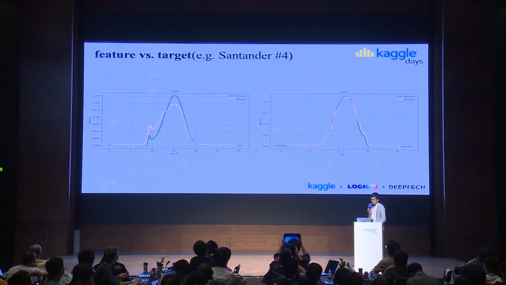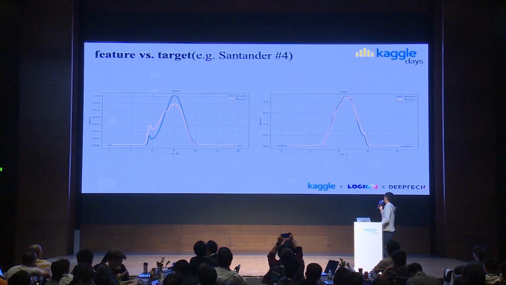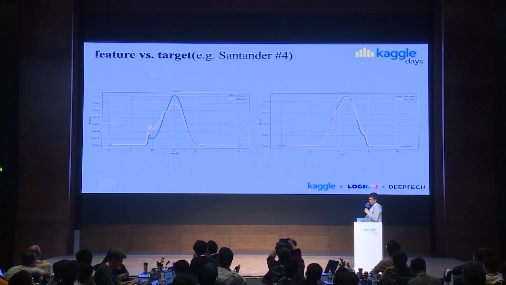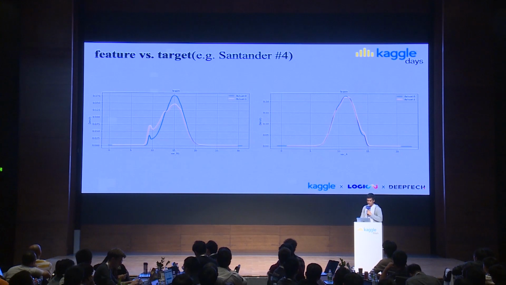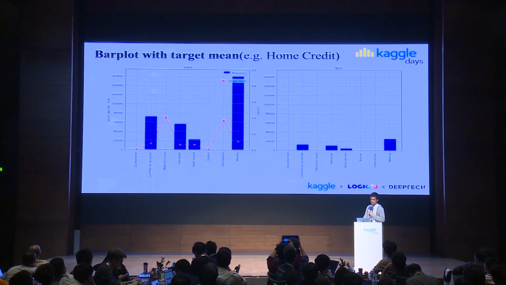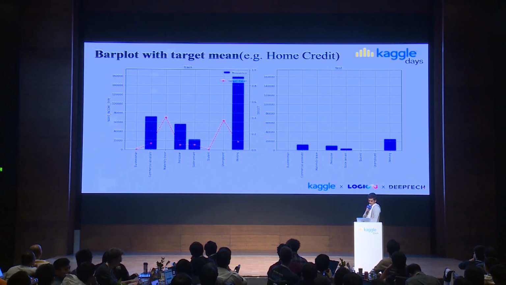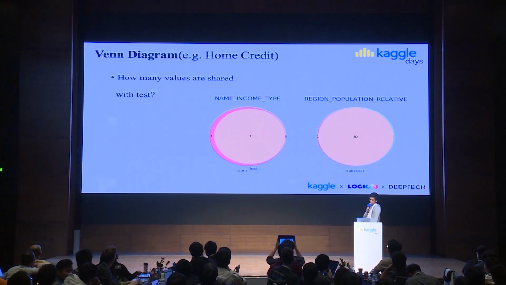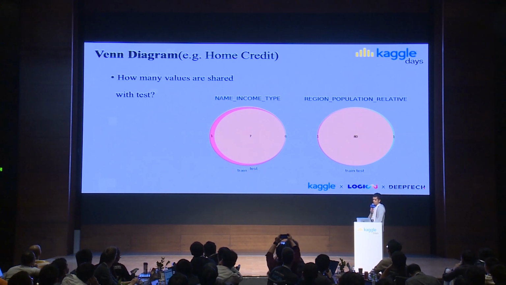After that, I'm always plotting stuff like this. Not only statistics, but also distribution with target is worth seeing. This is for continuous features, and next is for categorical features. Also, a Venn diagram is a little bit helpful.